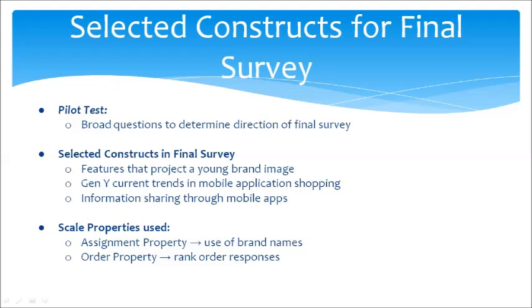Our pilot test included broad questions to determine the direction of our final survey. After this test, the focus groups and depth interviews, we identified the following constructs for our final survey. These resemble our research objectives, but are worded in a way that is measurable. So they are features that project a young brand image, Gen Y current trends in app shopping, and information sharing through mobile apps. Assignment and order properties were used in our scale.